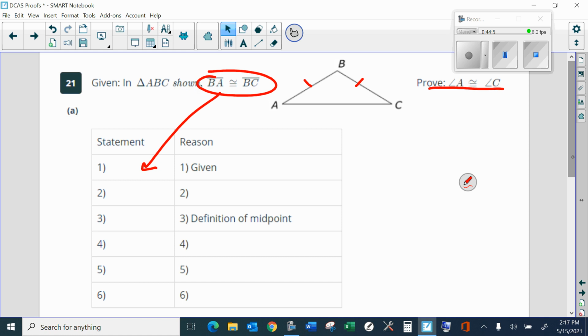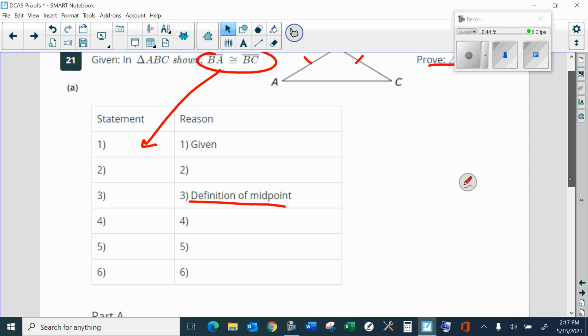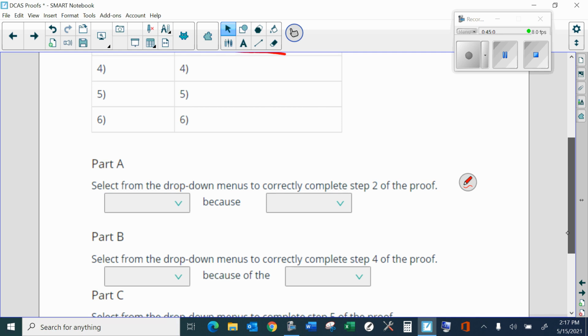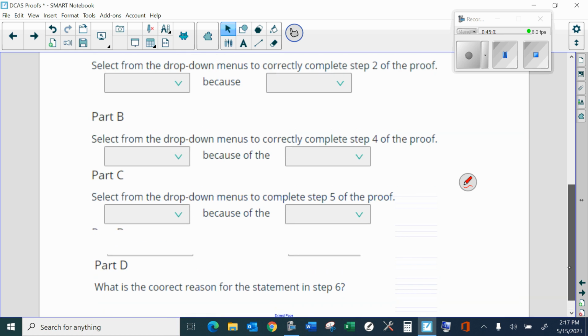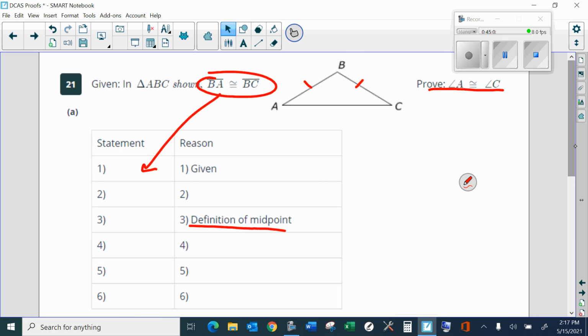Okay. You'll never have this like this in the DCAS. They don't show these drop downs. Okay, it'll never be anything like this. I've never seen this on any of the DCAS, so this must have been a really old one. But see how they're using definition of midpoint? That means they drew the median. Okay, they drew the median.